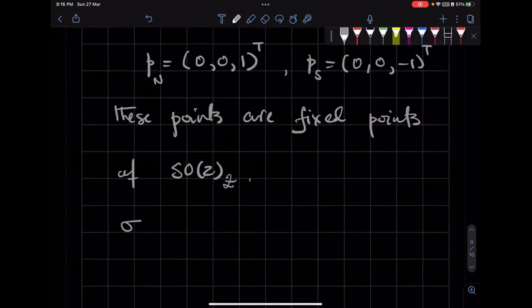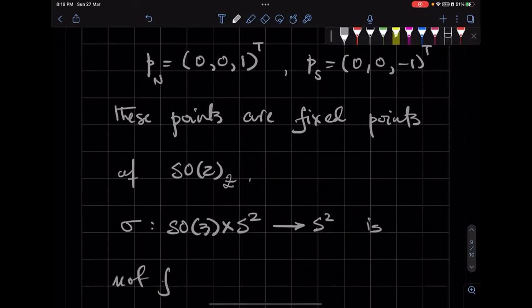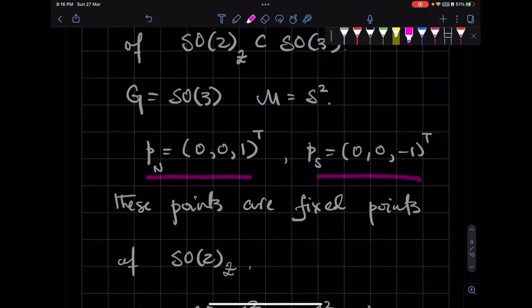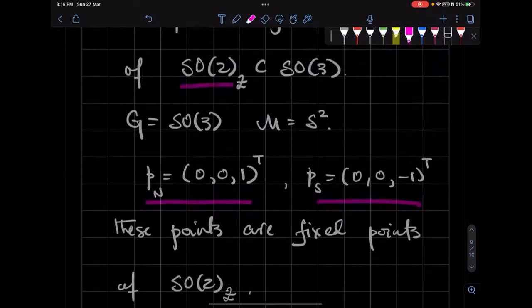So sigma, which is the action of SO3 on the two-sphere, is not free because we can choose these fixed points if we choose the subgroup SO2 around the z-axis. If we choose a different subgroup, we'll get different fixed points, right?